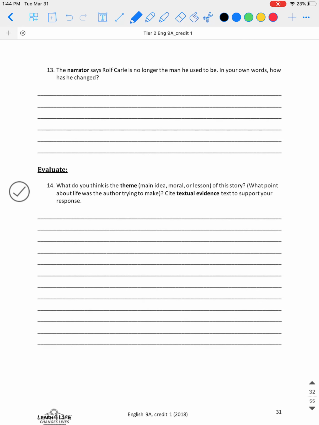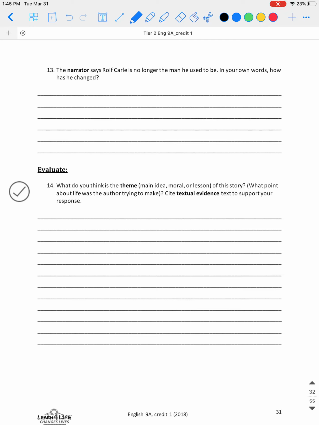So number 13, the narrator says Rolf Karl is no longer the man he used to be. In your own words, how has he changed? So this is really important. This is going to be part of your performance task. So make sure you go through the story and you, in your own words, explain how he changed throughout the story.